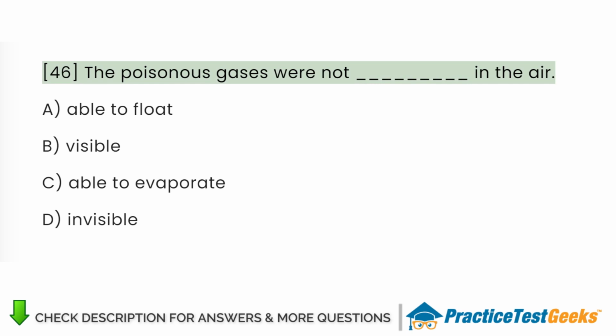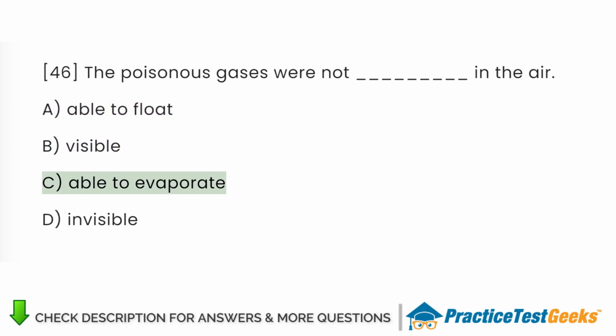The poisonous gases were not in the air. A. Able to float. B. Visible. C. Able to evaporate. D. Invisible.